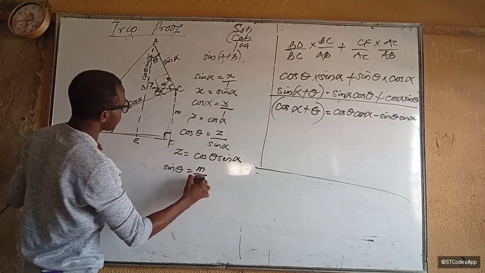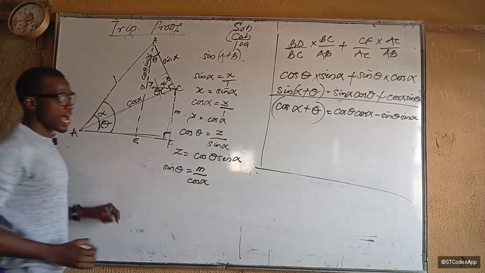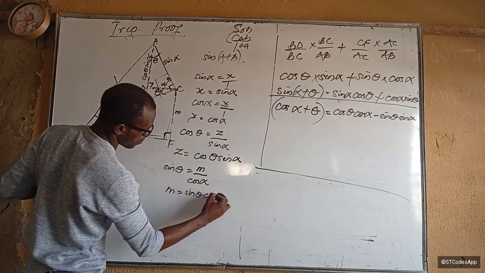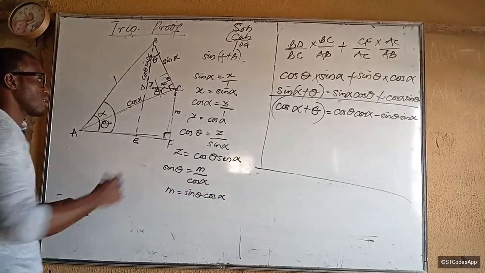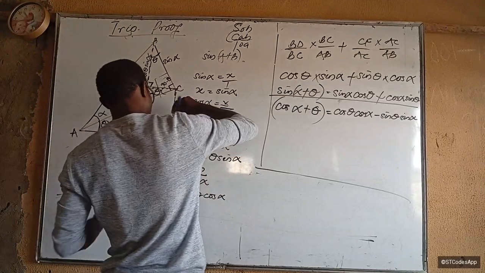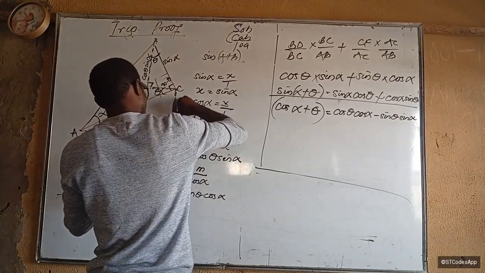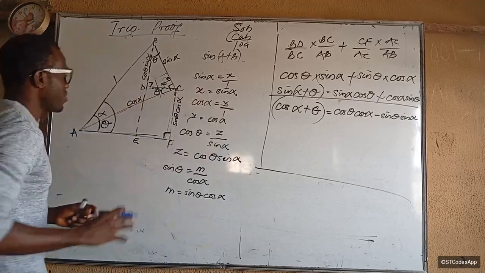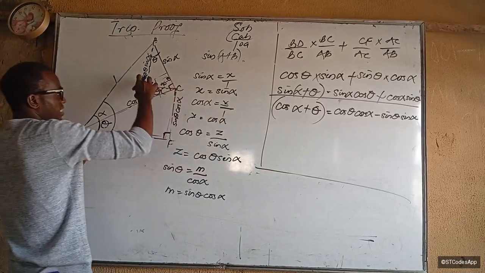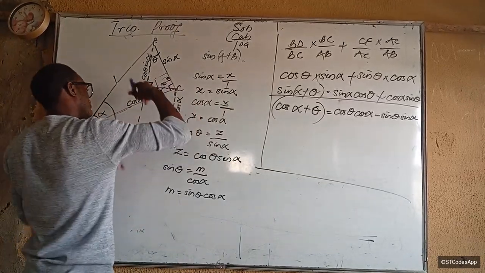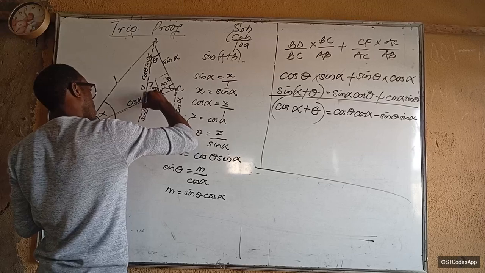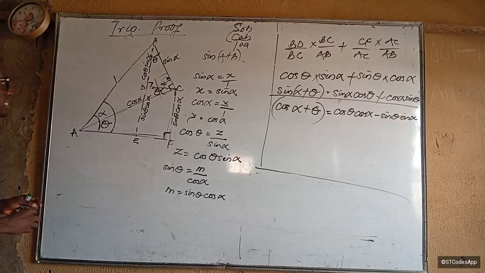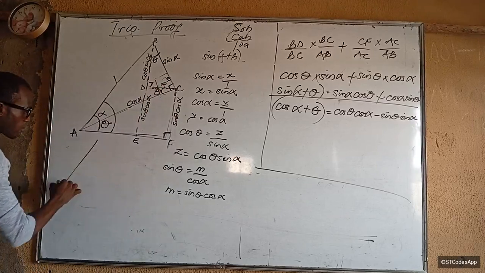opposite M over cos alpha, meaning that M will be equal to what? Sine theta cos alpha. Makes sense? So this place is no longer M, we have gotten it to be sine theta cos alpha. Remember that this length is the same as this length, right? So we can bring this here to be sine theta cos alpha. Exactly. If that be the case, our big triangle will now look like this.